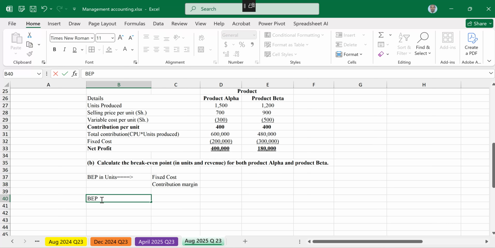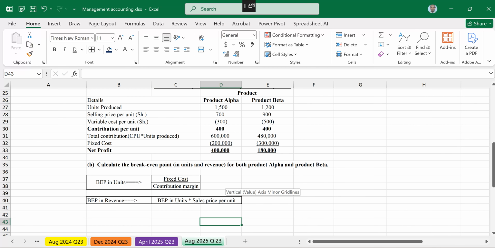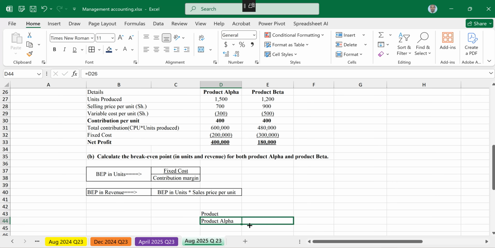Then BEP in revenue is equal to BEP in units times sales price per unit. So that will be equal sign product. The other one is product alpha. Drag across.